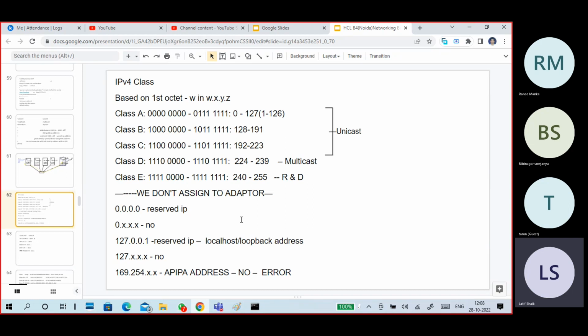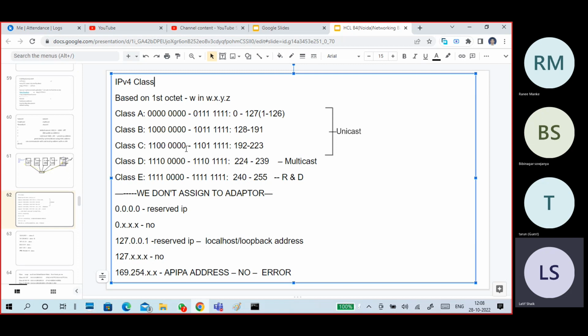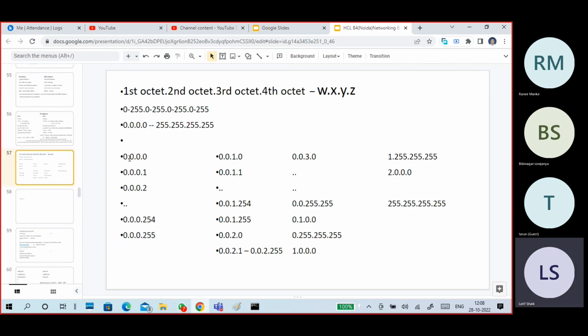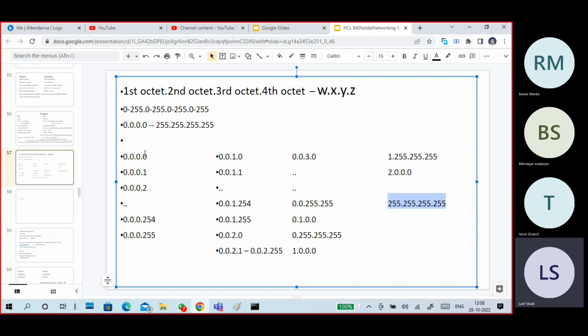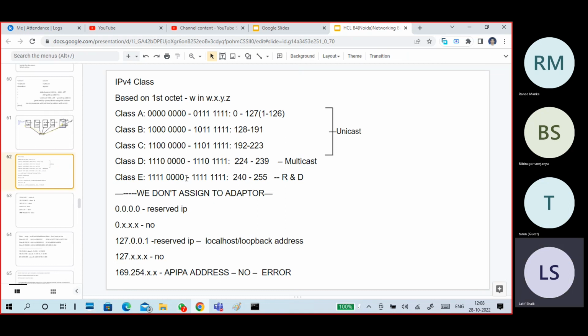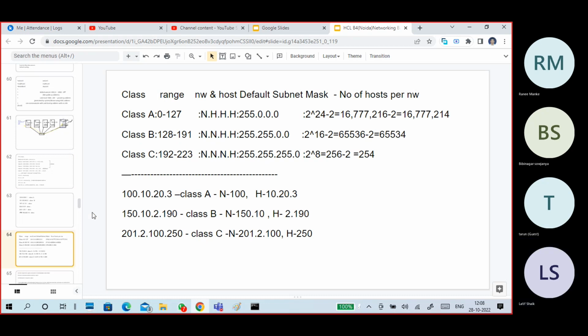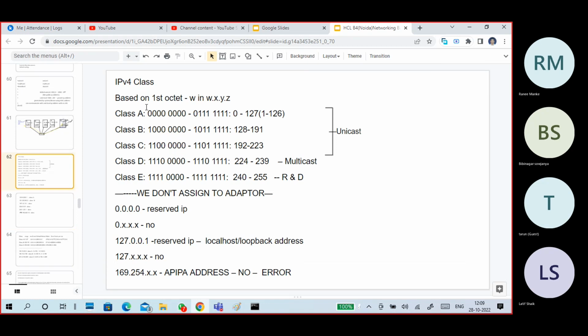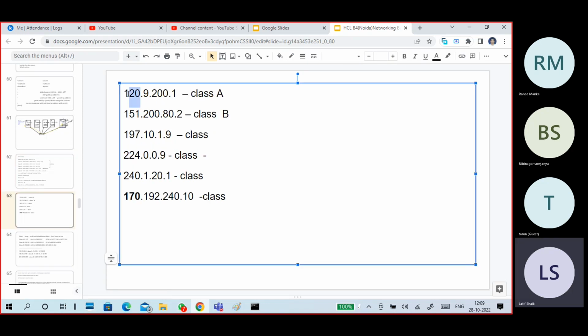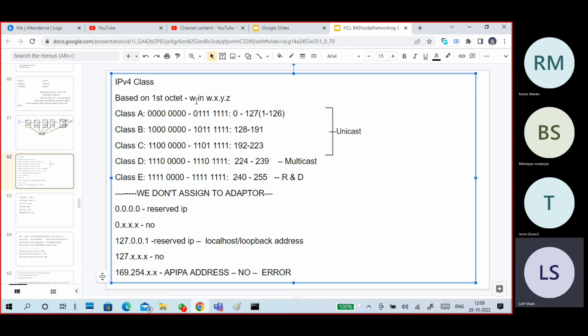Guys, that's the last point I will tell here, and then I will give you a break, okay? So, IP addresses: your IPv4 addresses from here to here are 4.3 billion IP addresses. This is the complete range of IP addresses. This complete range of IP addresses is divided into classes, totally five classes. To recognize which class your IP address belongs to, that is based on the first octet. This is the first octet, second octet, third octet, fourth octet, or W, X, Y, Z. See the W part.